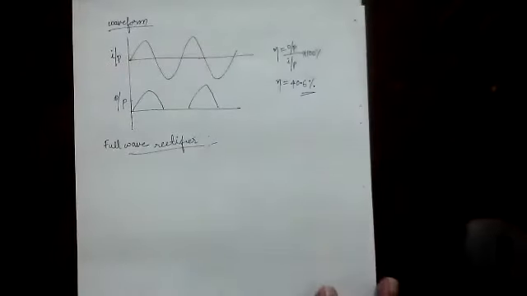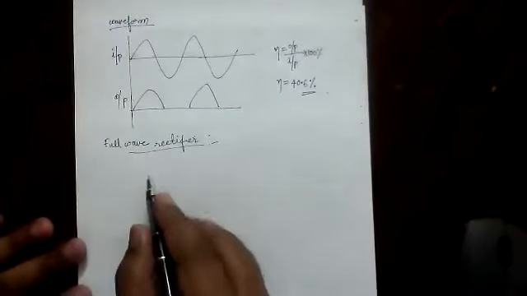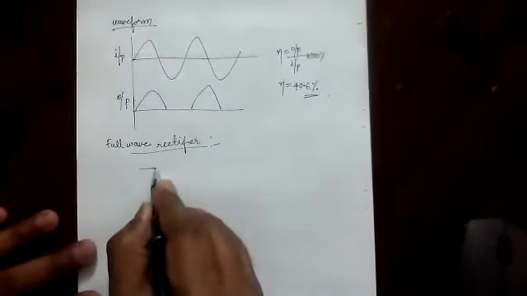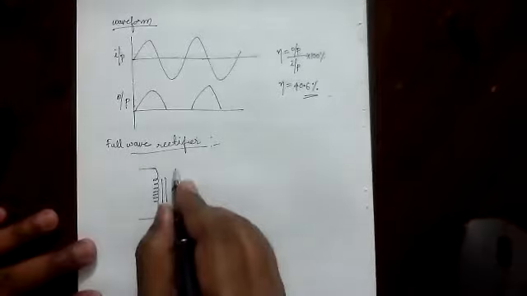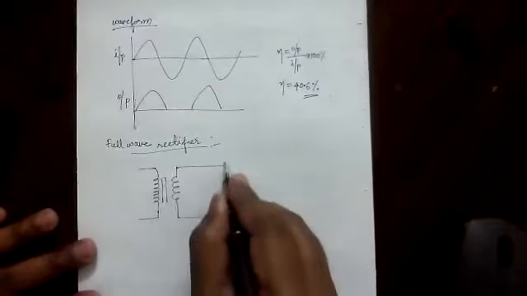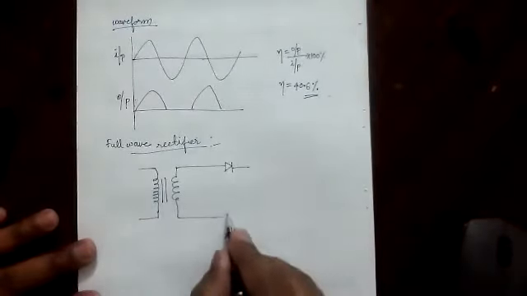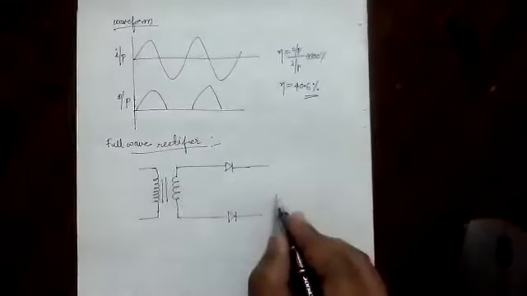I'm going ahead with the full wave rectifier now. In the full wave rectifier, you'll see how it works. So first there is a circuit diagram. In both cases, we use a step down transformer. Now, this is a diode. See, there are two diodes. In the half wave rectifier, there is only one diode. But in the full wave rectifier, there are two diodes.